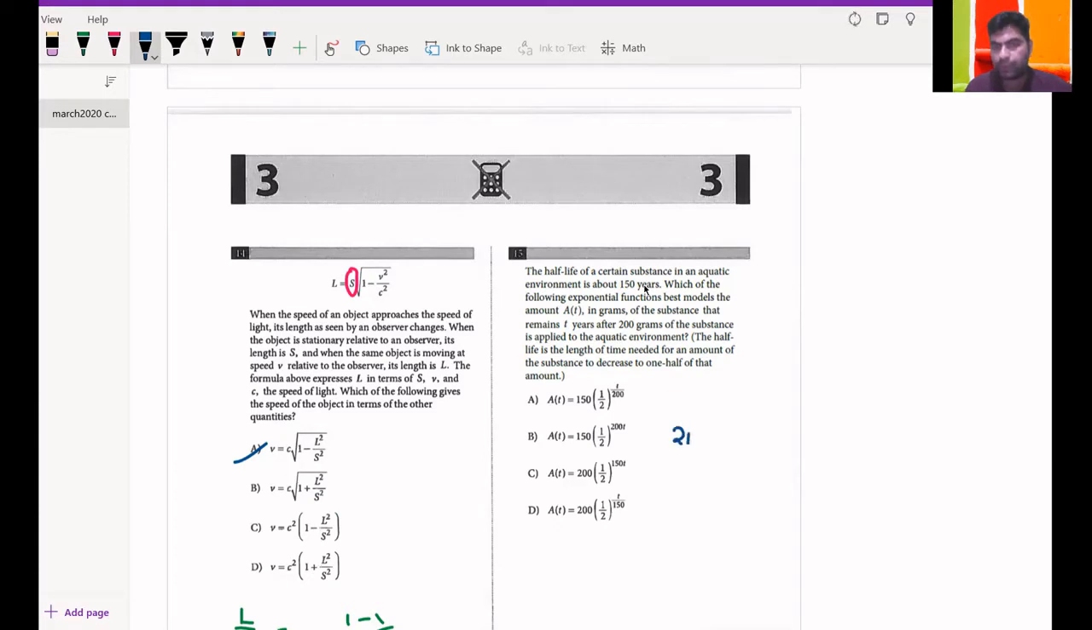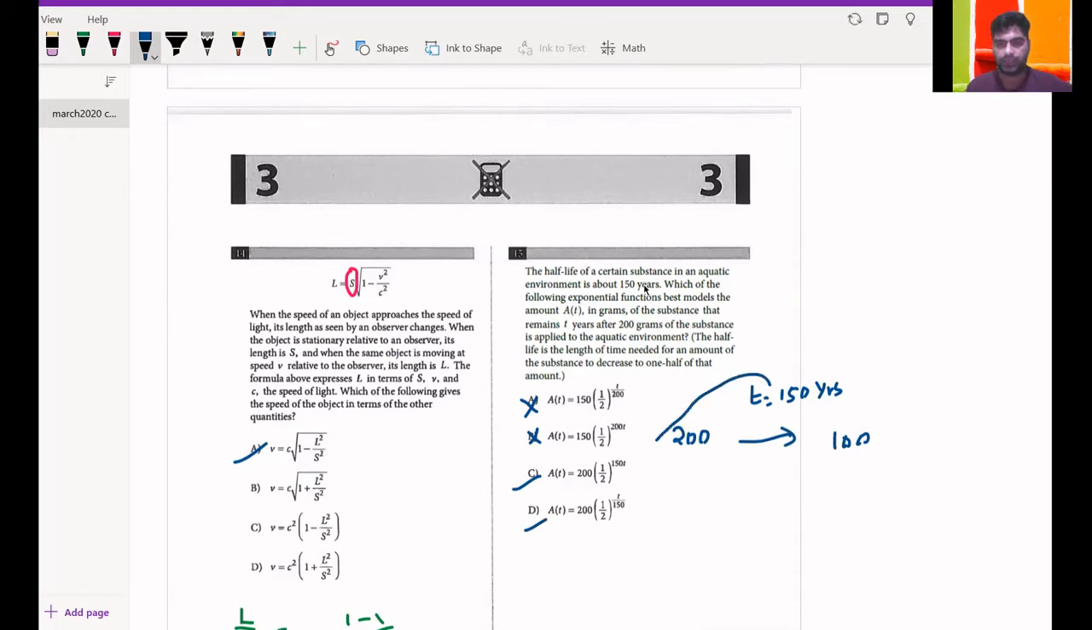So it's obviously going to start with 200. I can remove A and B. I know 200 will become 100 when T will be 150 years, okay? Because the half-life of the object is 150 years. So I have to simply plug in 150 in either C or in D and see which one gives me 100.